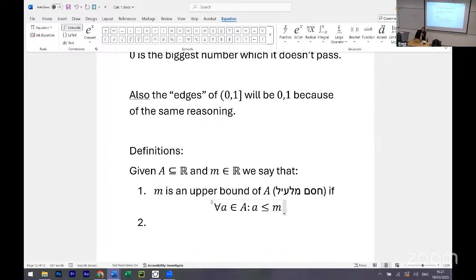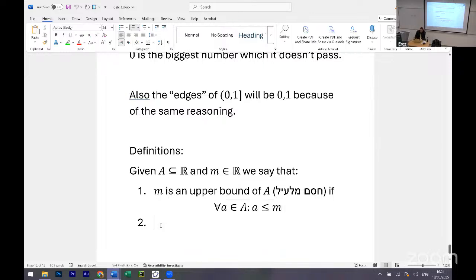So 50, 40, 30 are upper bounds of the set Abraham was searching. There are many upper bounds, okay? And the special one is the supremum, which is the least upper bound, and I will say it in a few minutes. And I will define everything from above as from below.